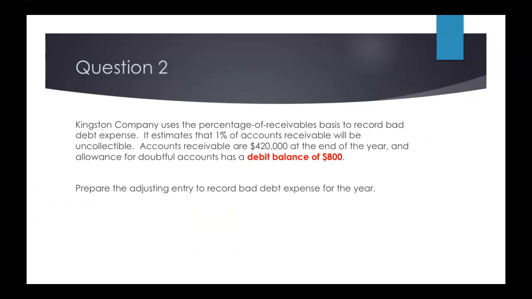So now let's change it up a bit. Last time we had a credit balance of $1,500. This time, allowance for doubtful accounts has a debit balance of $800. Everything else is still the same. Accounts receivable, $420,000. We're still estimating 1% of that to be uncollectible. But the change in the balance for your allowance for doubtful accounts is going to have an impact here.